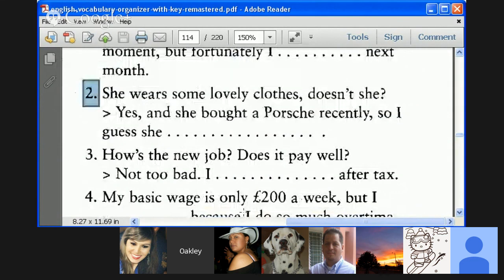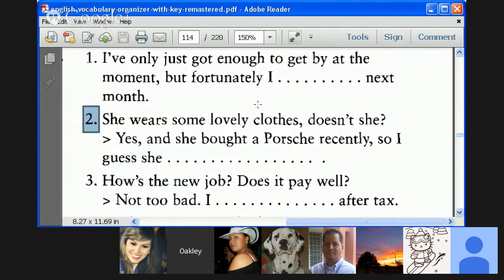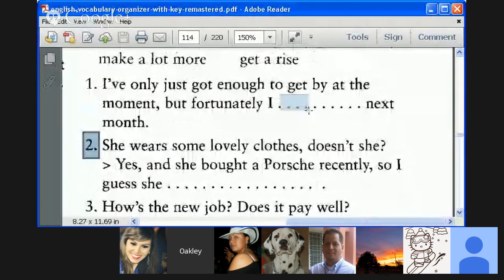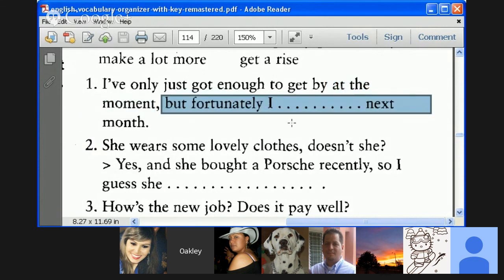Yes, it seems like future in the past. Maybe it's more, but fortunately, I would not. No, it's predictive. He's using the simple future to predict. No, it's not future in the past. I have just enough now to get by at the moment. Well, it says now at the moment, but in the future I will get more money. Okay. He's just making a prediction.